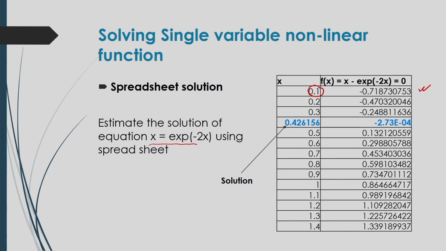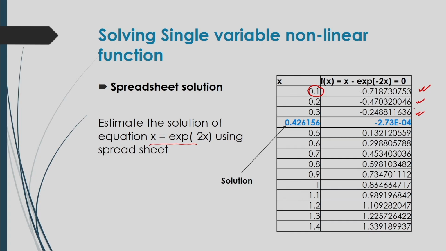Now in this case you will see that if you consider x equal to 0.1, this function f of x will be equal to minus 0.7187305753 like this. Similarly, if you increase the value to 0.2, its value is coming like this. Here it is not coming to exactly 0 as f of x equal to 0, but if you change the value to 0.3, you will see that this deviation is reduced.